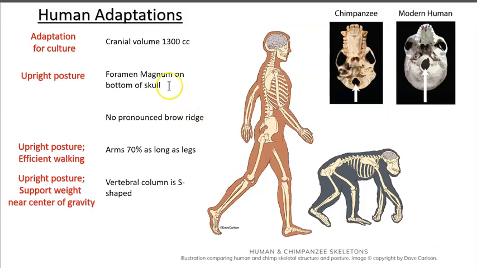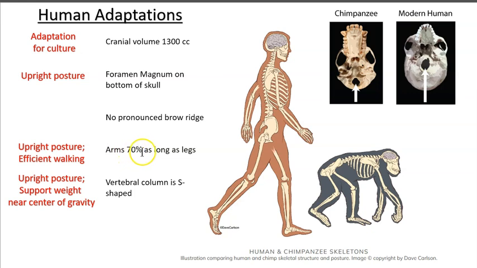Now, by contrast, the human anatomy is going to show significant differences. First, of course, the cranial volume, 1,300 cc's, significantly larger than the chimp. The foramen magnum is on the bottom of the skull. In fact, here's a look at these 2 pictures over here. The chimp, the opening on the skull is towards the back. For the humans, the opening is underneath the skull. So the skull is balanced on top of the spinal cord, or the spinal column. There's no pronounced brow ridge, so our face gets flatter here.